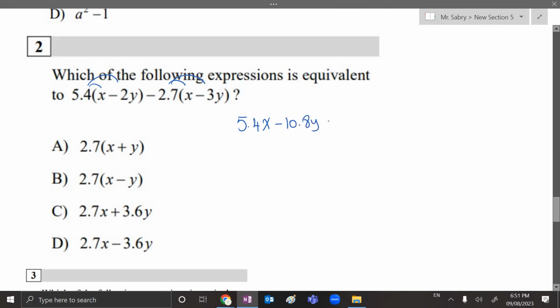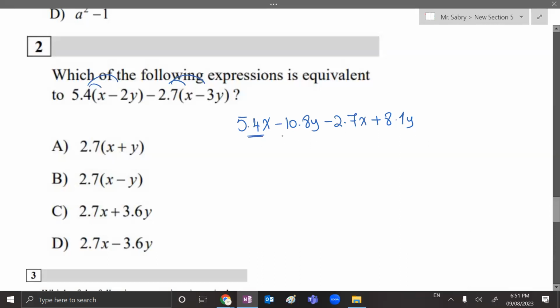So that would be the first bracket. The second bracket is -2.7x, and then positive, I think 8.1, but I just like to make sure. 2.7 times 3, yes, 8.1. So positive 8.1y. Again, notice that this was -2.7 times -3, which became positive 8.1.